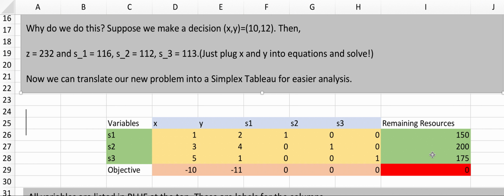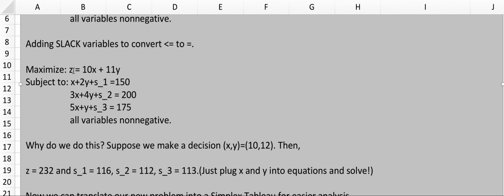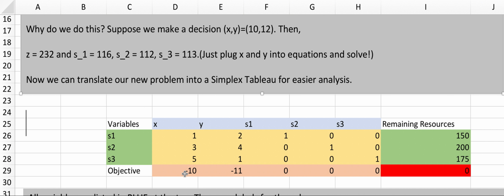Now the only other thing we need to decide on is how to keep track of our objective function and its value for a given decision. So this is a stylistic thing. Our objective function is to maximize 10x plus 11y. What we end up doing is we start our first Tableau off, we put negative values for those coefficients. So we put a negative 10 here and a negative 11 here.